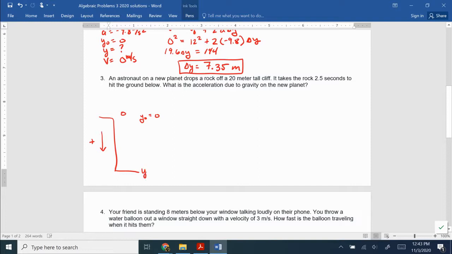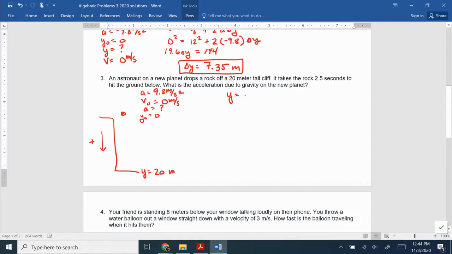We would say that y is equal to 20. That's our rock, by the way. 20 meters. That way, because down is positive, you want your positions to get bigger as you go downwards. We also know that our acceleration would be positive 9.8 because we have chosen down to be positive. Our initial velocity would be 0 because it was released from rest, and we are looking for the acceleration.